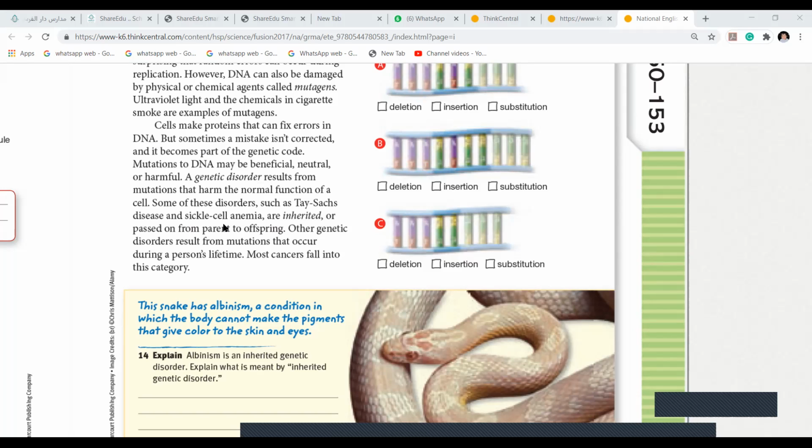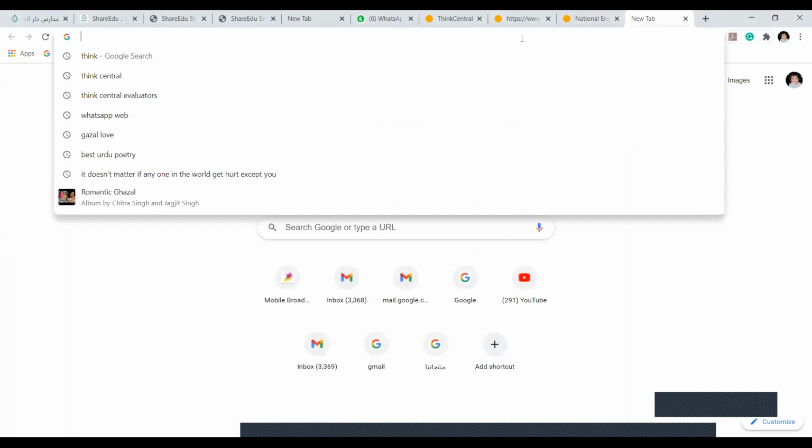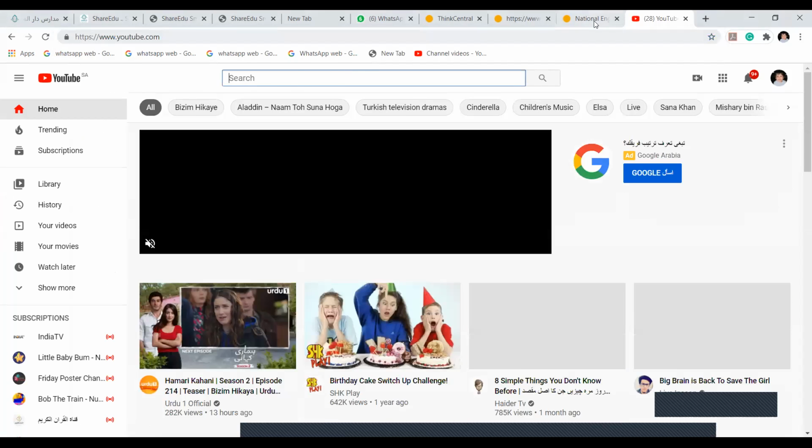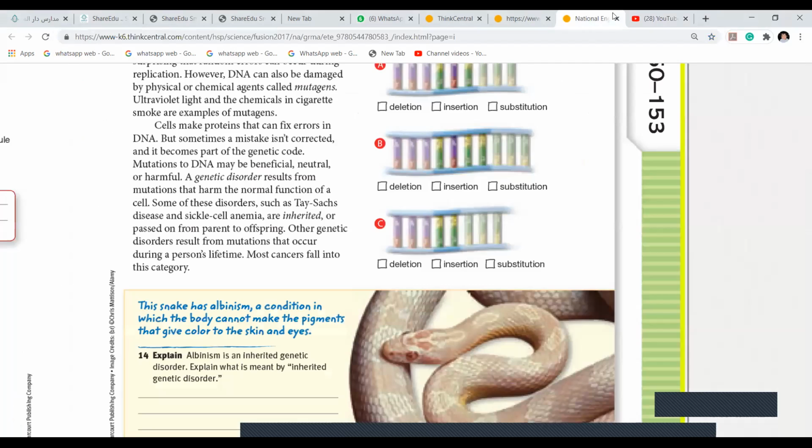And even cancers, girls, even cancers come from genetic disorders, like 60% of cancer cells. Now, what did I tell you? You have to know about this. I will show you sickle cell anemia. When I say anemic, that means the blood cannot make enough iron.